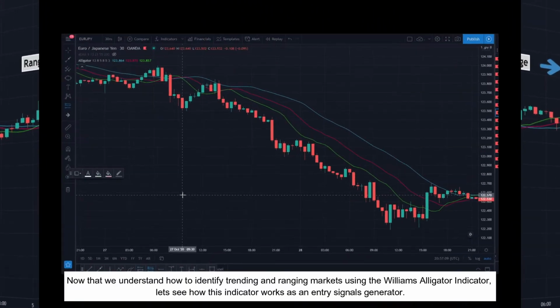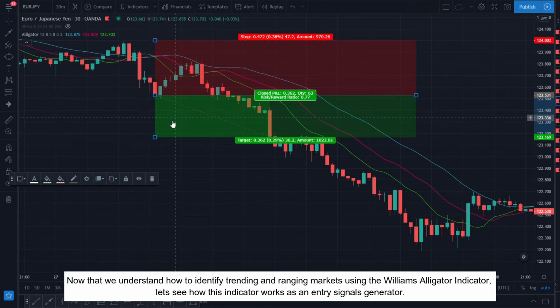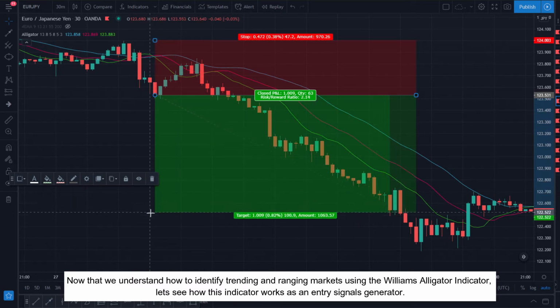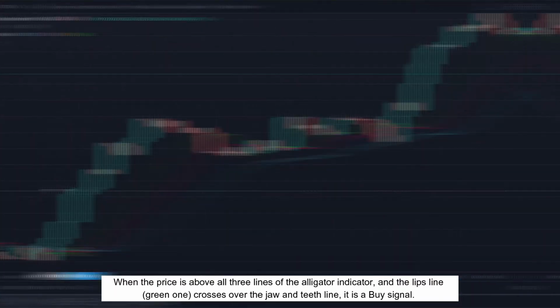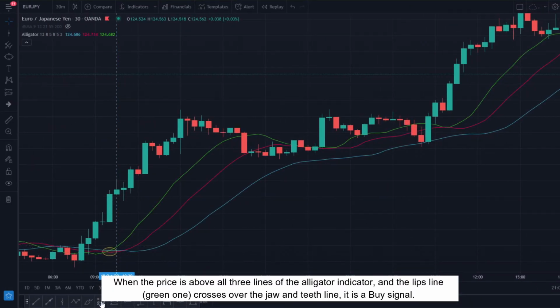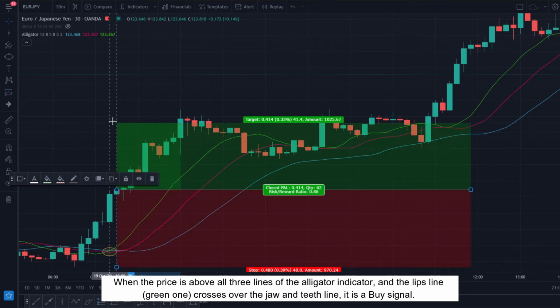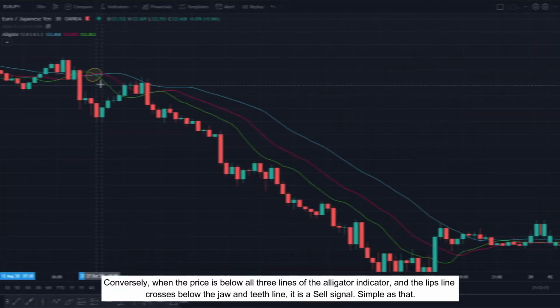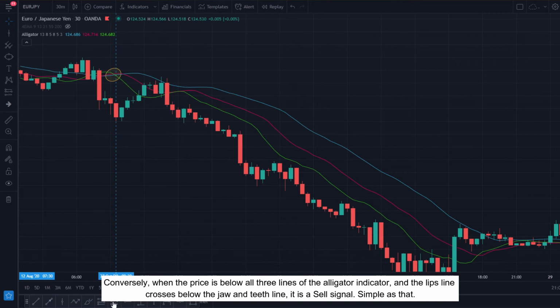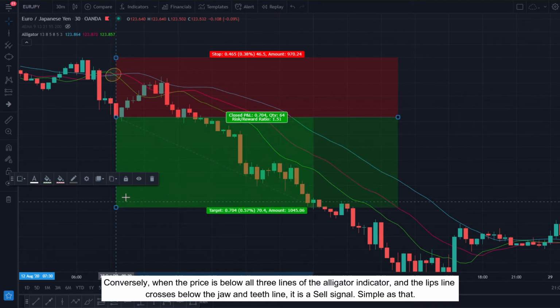Now that we understand how to identify trending and ranging markets using the Williams Alligator indicator, let's see how this indicator works as an entry signals generator. When the price is above all 3 lines of the alligator indicator, and the lips line, the green one, crosses over the jaw and teeth line, it is a buy signal. Conversely, when the price is below all 3 lines of the alligator indicator, and the lips line crosses below the jaw and teeth line, it is a sell signal.